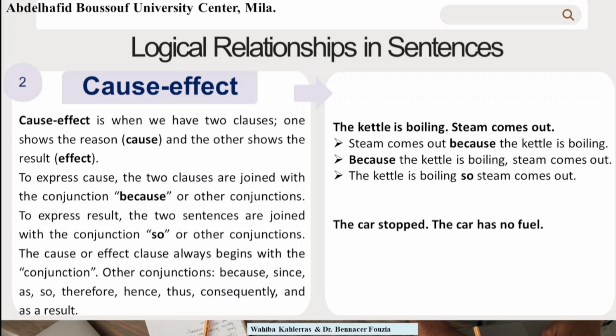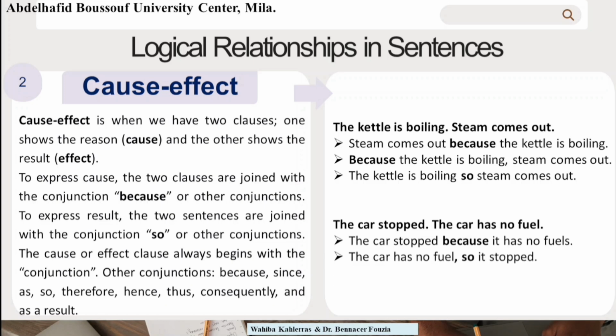Another example, the car stopped, the car has no fuel. Where is the cause and where is the result? The cause in this sentence is the car has no fuel. It ran out of fuel. What is the result of having no fuel? The car stopped. So if I want to express cause, logically, I place because before the cause sentence and I say the car stopped because it has no fuel. If I want to express result, I say the car has no fuel, so it stopped.